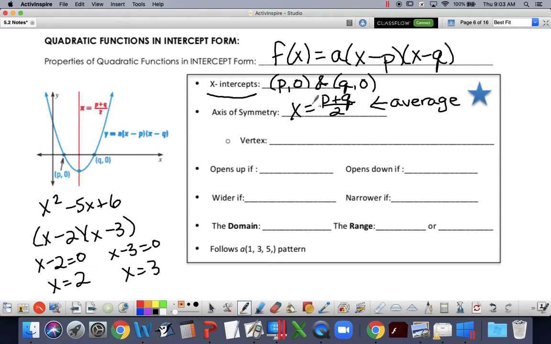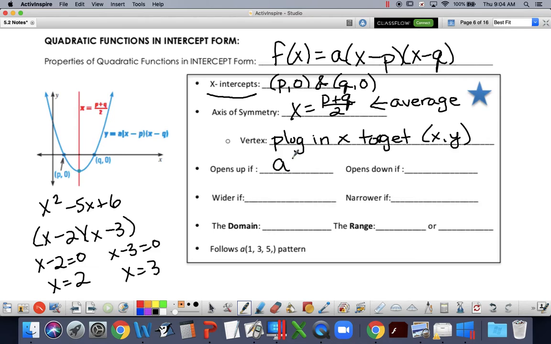Now, this is very similar to our standard form. Once I have the x value of my axis of symmetry, to find the whole vertex, the whole coordinate point, I plug in x to get the full coordinate, which is what I need for my vertex. In order to get the vertex, it has to have an x and a y component. These are all very similar.